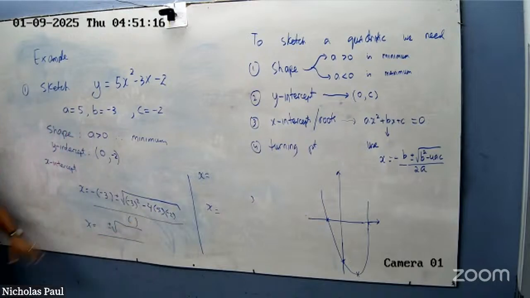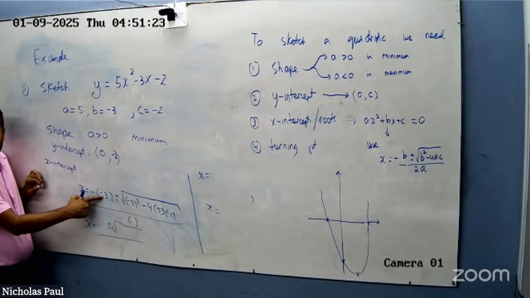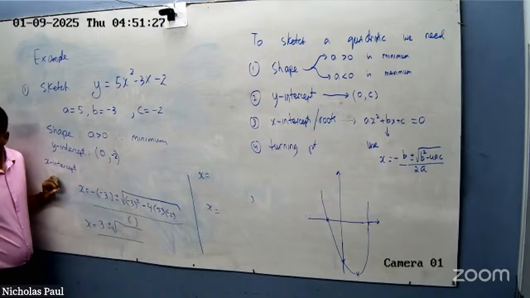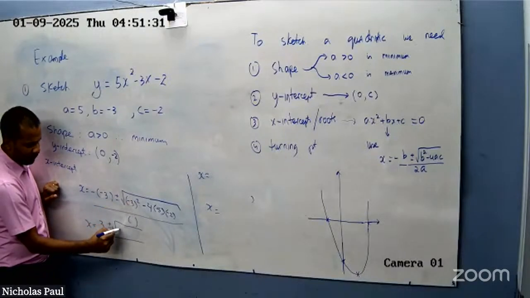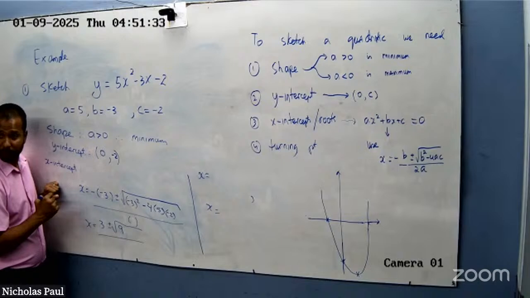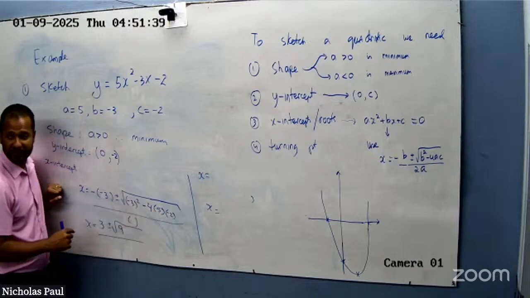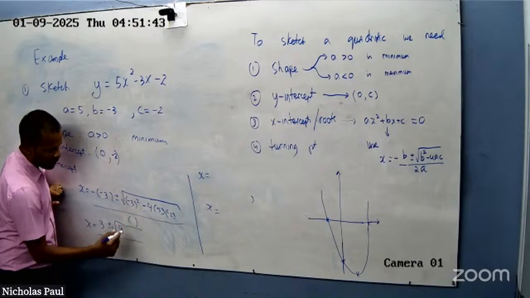Watch this here. Everybody watch here, because at the back I saw this mistake a lot. A minus and a minus is what? Right, watch this. Minus 3 squared is positive 9. And watch this: minus 4 by 5 is minus 20. Minus 20 by minus 2 is plus 40.